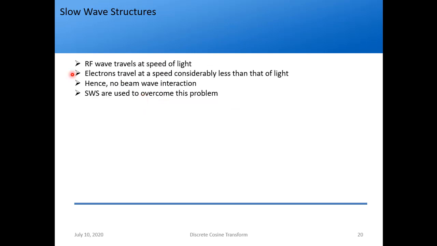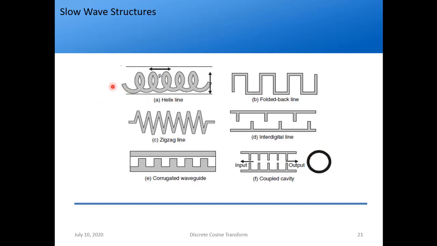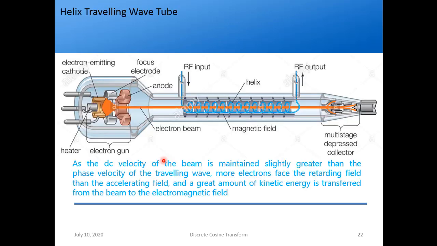So the simple explanation is that RF travels at the speed of light and electrons travel at a speed less than that of light. But if you want them to interact, their velocities should be approximately equal, right? Hence we use slow wave structures. How do we achieve this? By artificially increasing the distance that the RF wave travels. So these are the various forms of slow wave structures. This is asked for 5 marks.